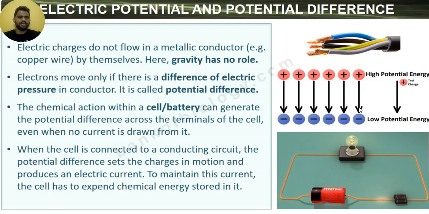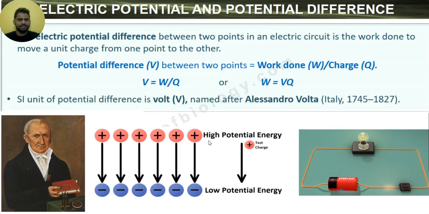Electrons only move if there is a difference of electric pressure in the conductor, and that difference is called the potential difference. The chemical action within a cell or battery can generate the potential difference across the terminals of the cell even when there is no current. When the cell is connected to a conducting circuit, the potential difference sets the charges in motion and produces an electric current. To maintain this current, the cell has to expend chemical energy stored in it.